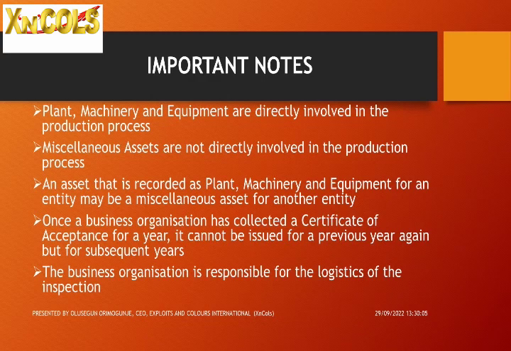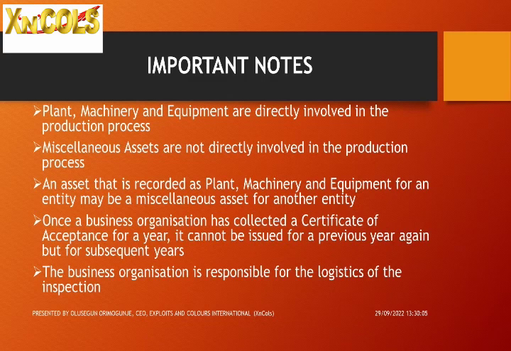If your business is going to consider capital allowances for previously acquired assets, then they have to collect a certificate of acceptance for all those years to make it easy for them to apply for capital allowances on the assets if they are still in their productive use. A business organization is responsible for the logistics of the inspection. So let business organizations take note of that.